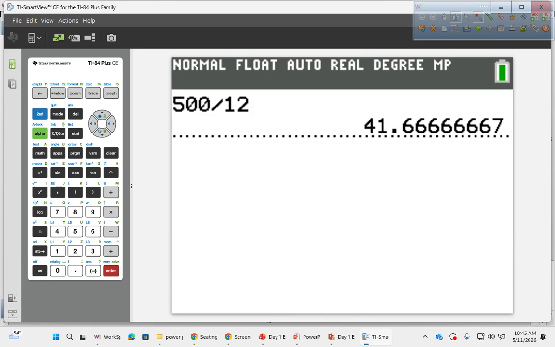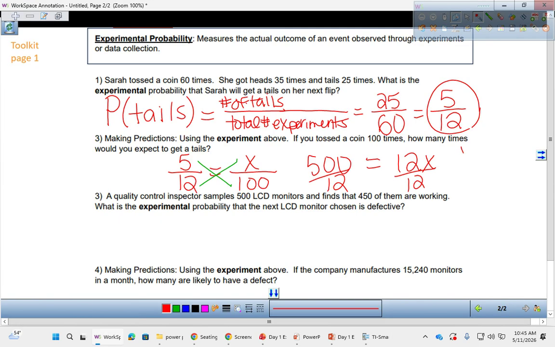Now, let's think about what that means. We got that, but that's not the answer because I'm looking to see how many times I would get a tails. I'm looking to make a prediction. I can't get a tails 41.67 times. That doesn't make any sense, right? So what you're going to answer is, you can argue either one, and I'm not here for the argument. Pick one. Round it down or round it up. I don't care, as long as you know it's somewhere in there, right?